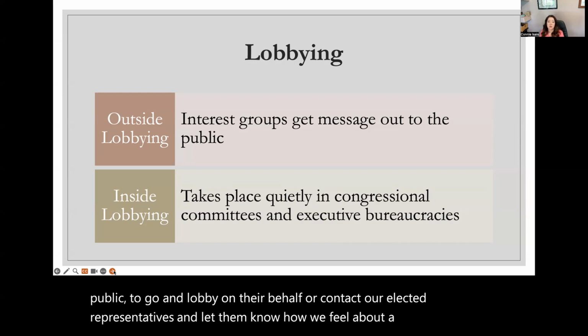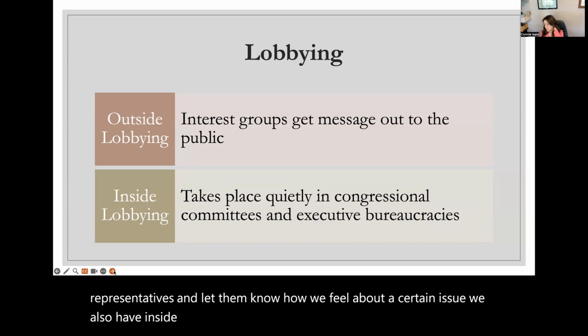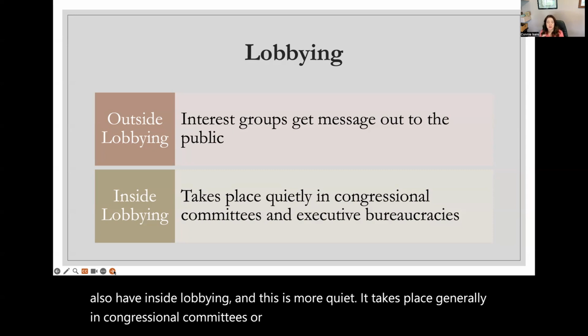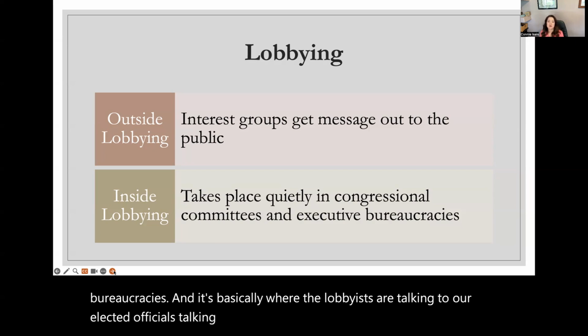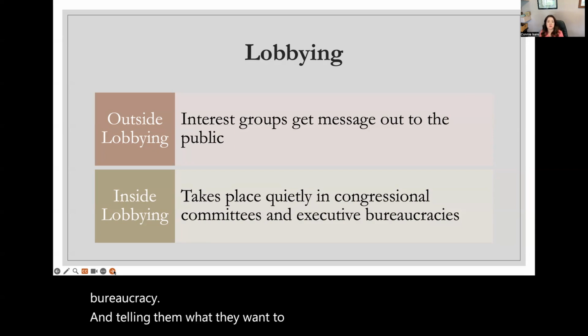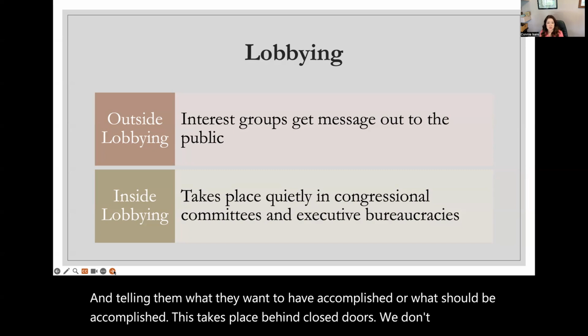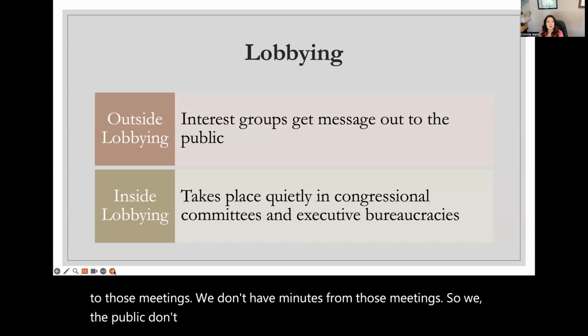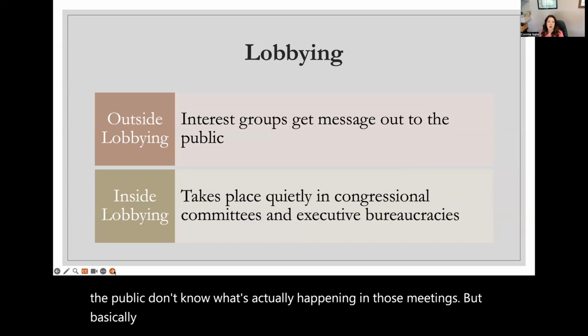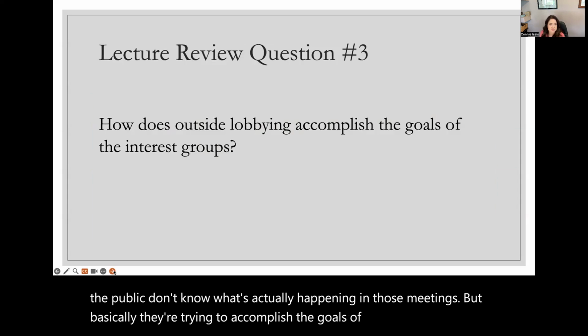We also have inside lobbying, and this is more quiet. It takes place generally in congressional committees or within the executive branches of the bureaucracies. It's basically where the lobbyists are talking to our elected officials, talking to their staff, talking to the members of the bureaucracy, and telling them what they want to have accomplished or what should be accomplished. This takes place behind closed doors. We don't have access to those meetings. We don't have minutes from those meetings. So we, the public, don't know what's actually happening in those meetings. But basically, they're trying to accomplish the goals of their interest groups.